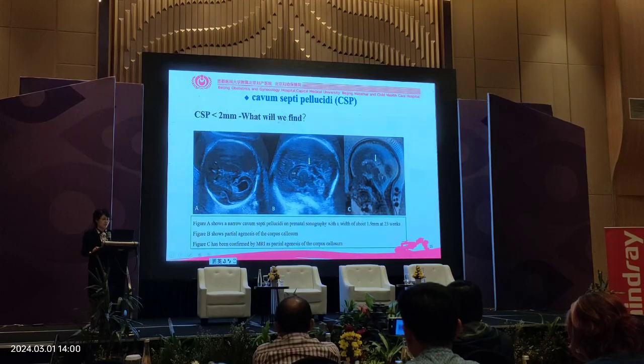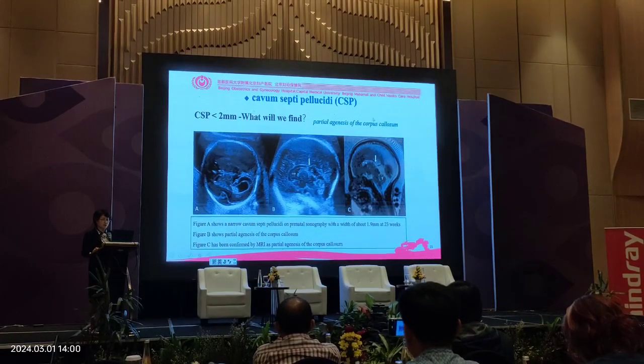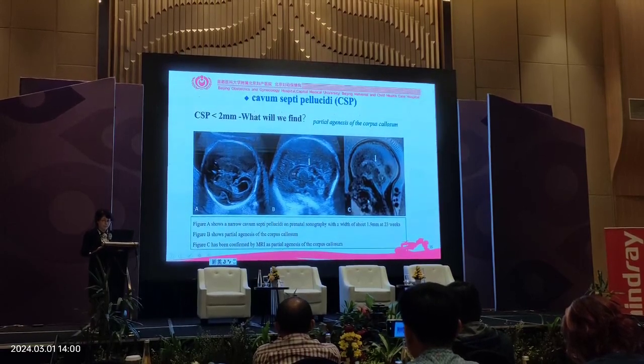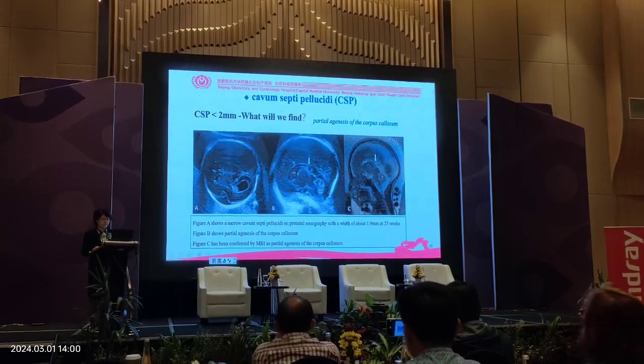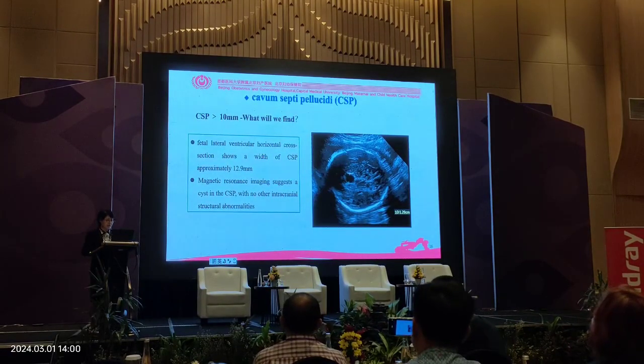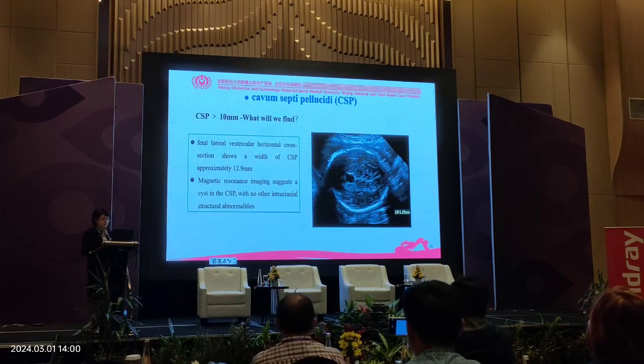So, if the CSP is smaller, what will be found? For this case, we found it's a partial agenesis of the corpus callosum. If the CSP is larger than 10 millimeters, what will be found? What should we think about?